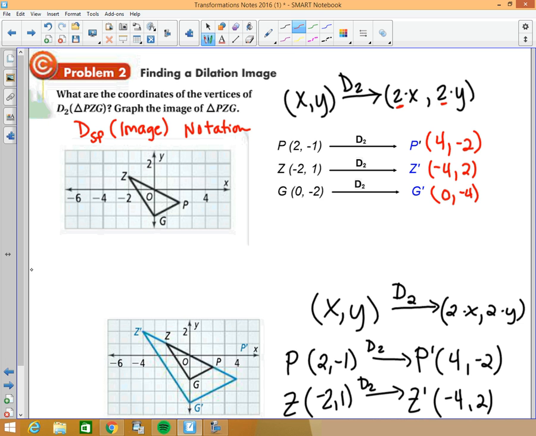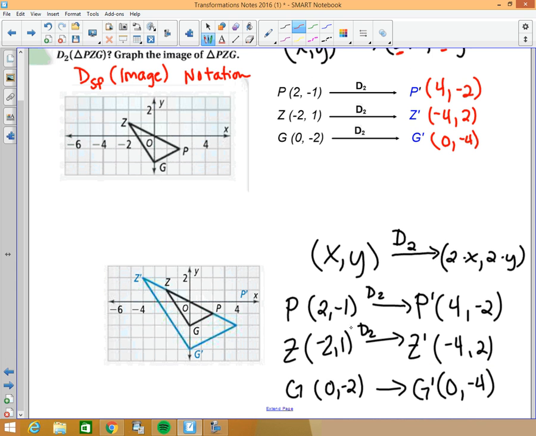Okay, and if we look down here, we have it, and it looks like we've got it. So Z prime is going to be 1, 2, 3, 4, so negative 4, 2. Okay, check. P prime, which is going to be right here, is going to be at 4, negative 2. Okay, and then G prime is going to be at 0, 1, 2, 3, 4, so 0, negative 4. So that's how we do it.